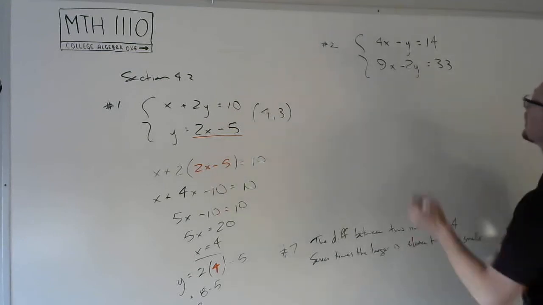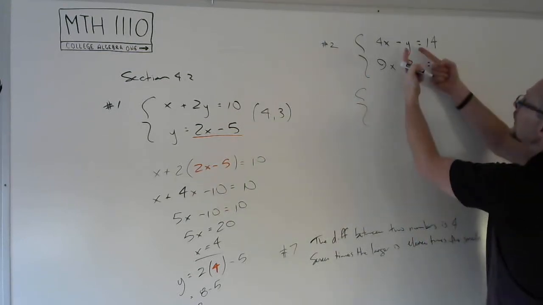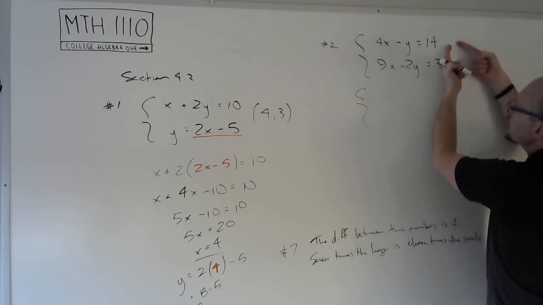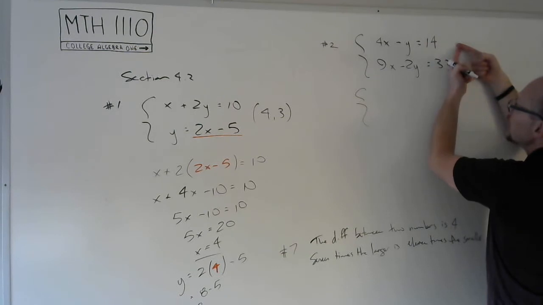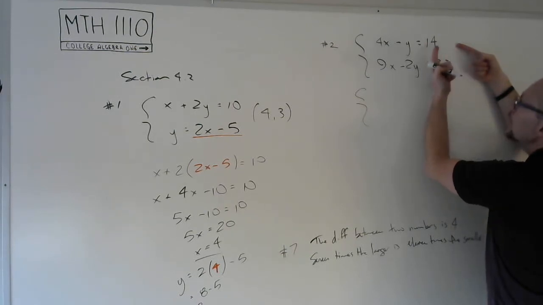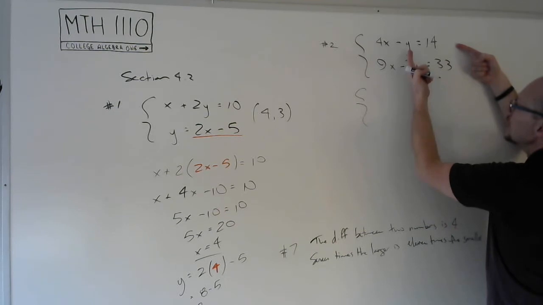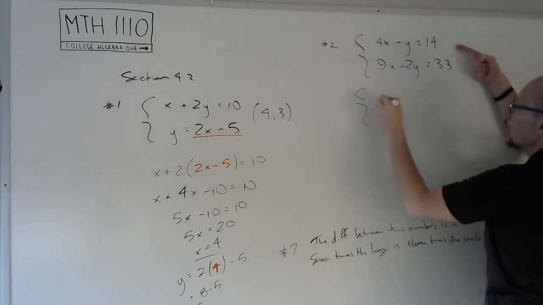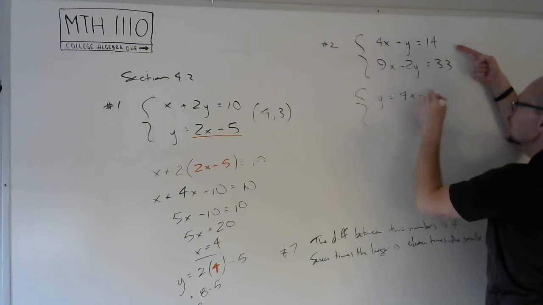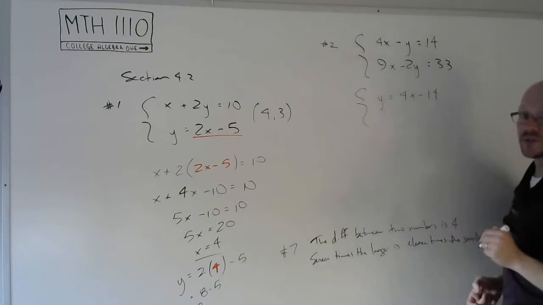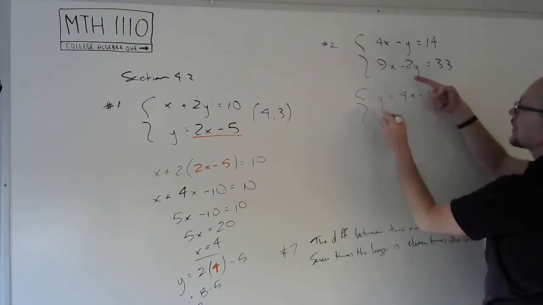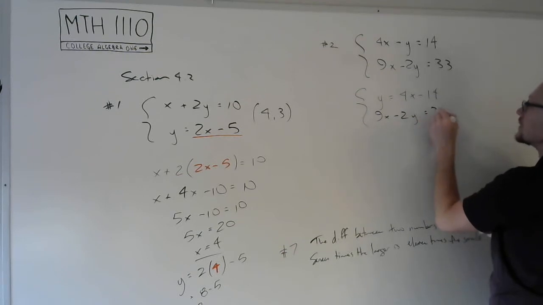So what we're going to do is rewrite this system. I'm going to add y over to this side to give me 4x equals 14 plus y. Well, then I want to subtract the 14. So I'm going to subtract 14 from both sides, and that will give me 4x minus 14 equals y, or y equals 4x minus 14. I subtracted the 14 from both sides, I added the y to both sides, and that got me the y isolated. This equation here will stay exactly the same.